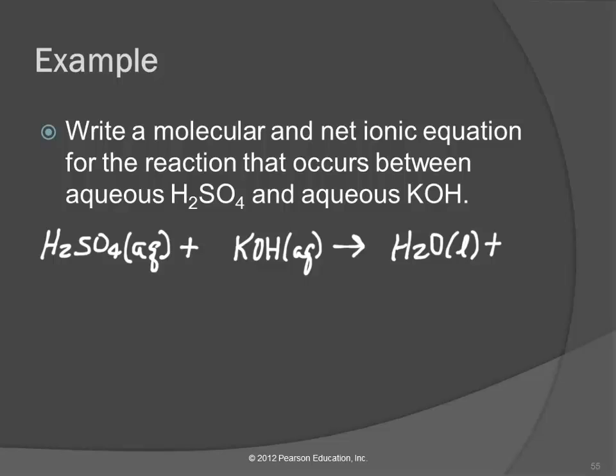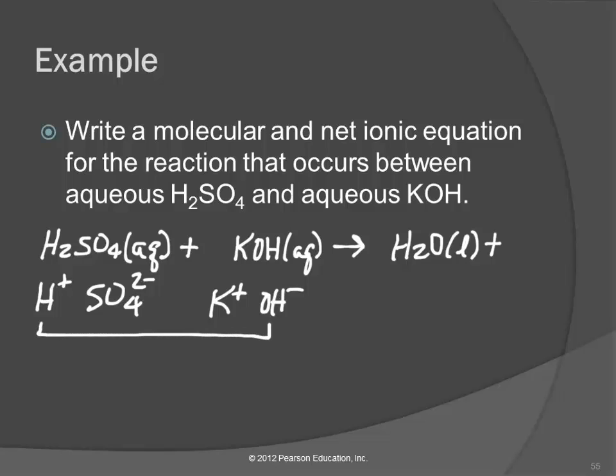Well, it's probably a good idea to write what these ions are below. We have hydrogen ions and sulfate ions. We have potassium ions and hydroxide ions. So the H plus and the OH minus are going to make the water. The other two ions are going to make this ionic compound. We're going to have K plus and SO4 2 minus.